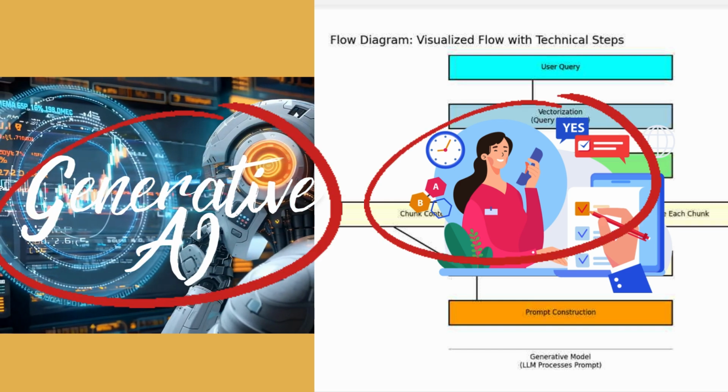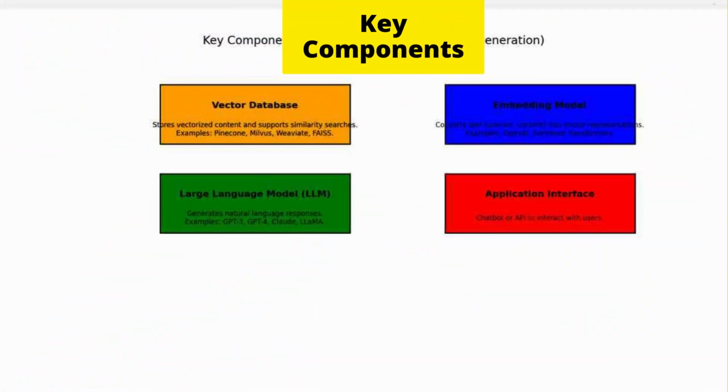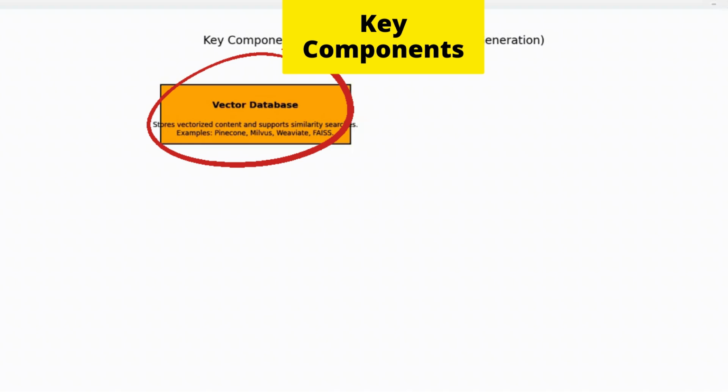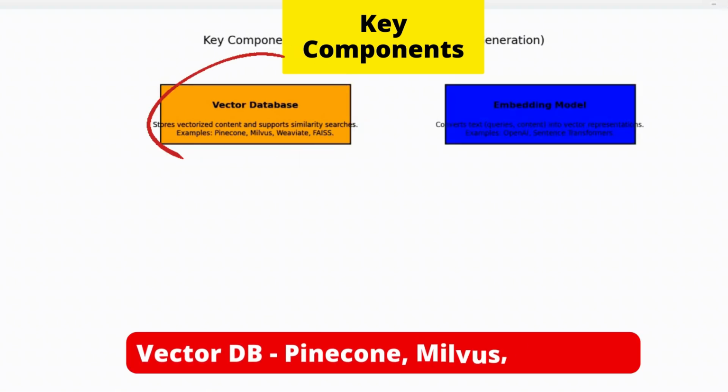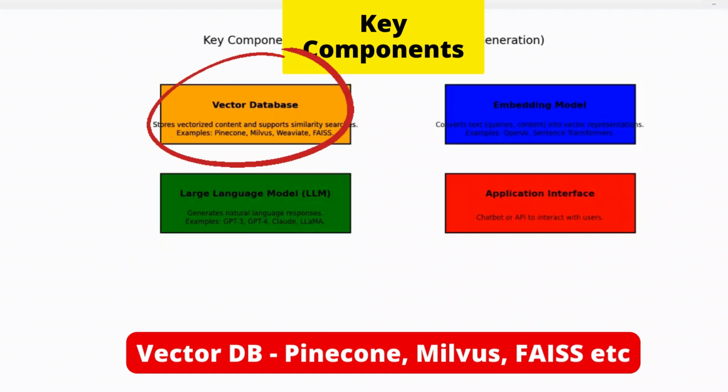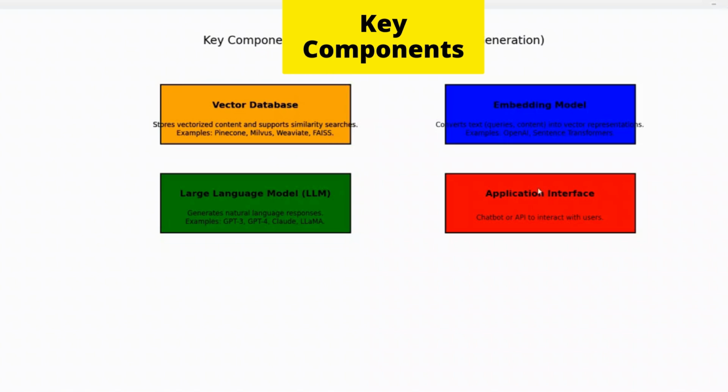Until now, you mostly understood the pipeline. In this segment, let me explain the key components in Retrieval Augmented Generation, also known as RAG. The first key component is the vector database. This database is responsible for storing vectorized content and supports similarity searches to quickly find relevant information. Examples of vector databases include Pinecone, Milvus, Weaviate, and FAISS.